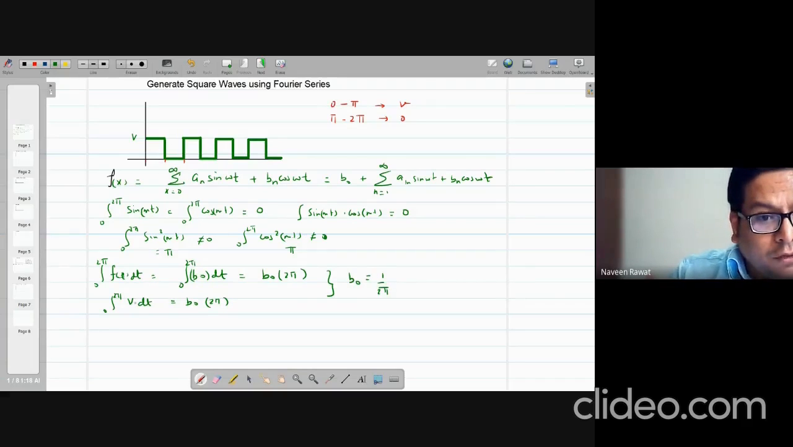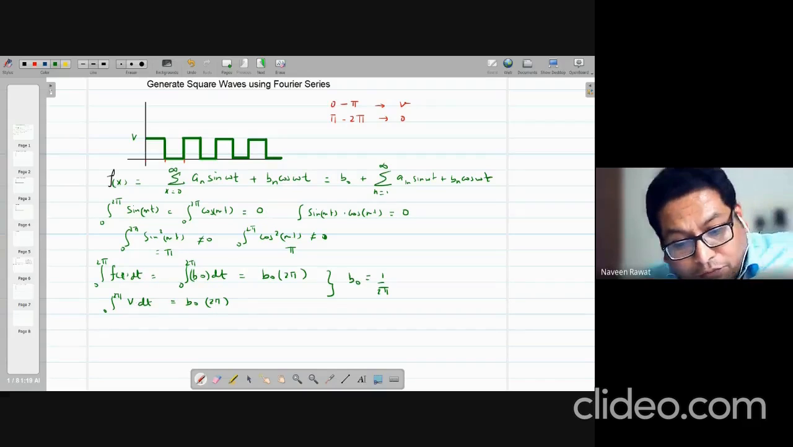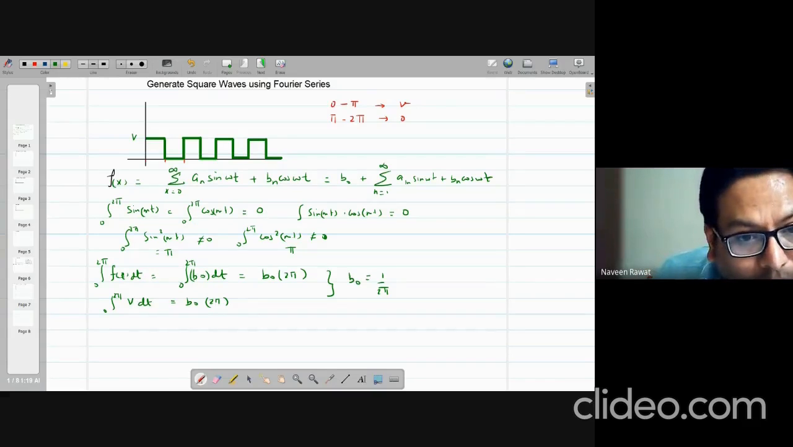Okay, and when I do this integral, v is constant, so I just get v times this integral. Again, I have to be careful here, this thing is going from 0 to pi, because half the period the value is 0, so I get value of v times pi, and then pi and pi will cancel, so basically I'm getting v by 2. So that is my first coefficient, b0 is v by 2.